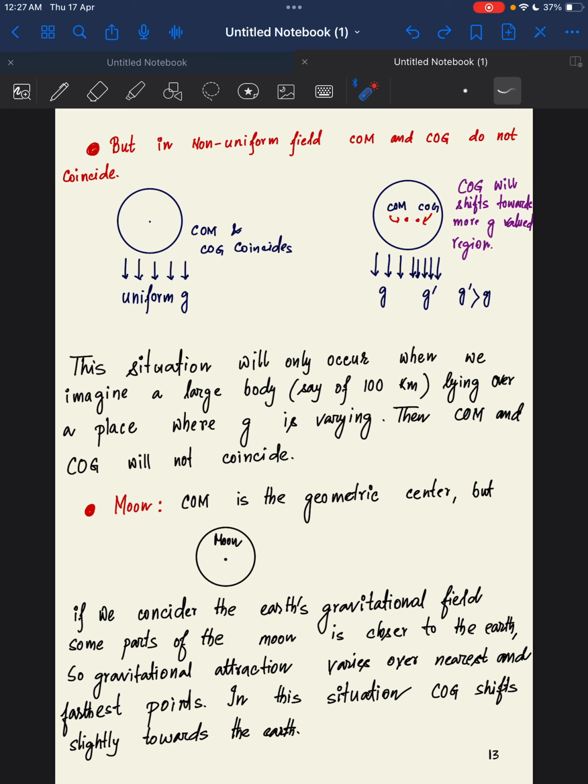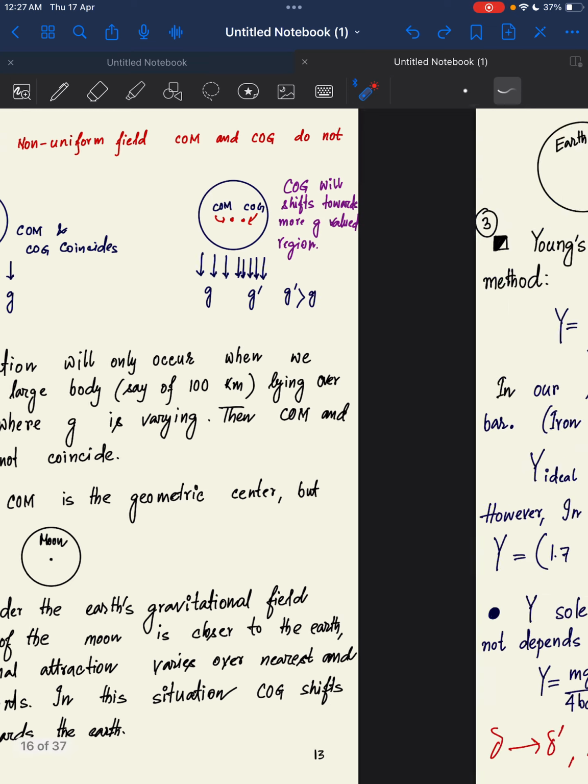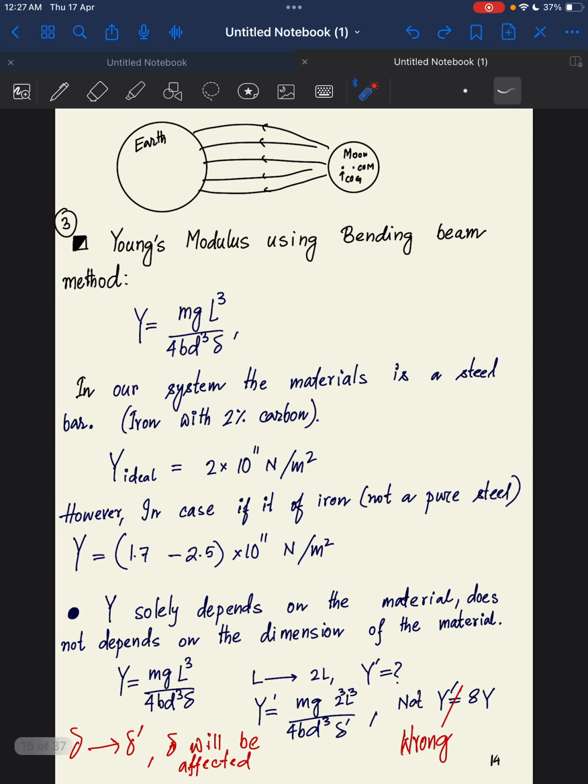So you just have to say that wherever we have a non-uniform gravitational field, the center of mass and center of gravity cannot coincide with each other.